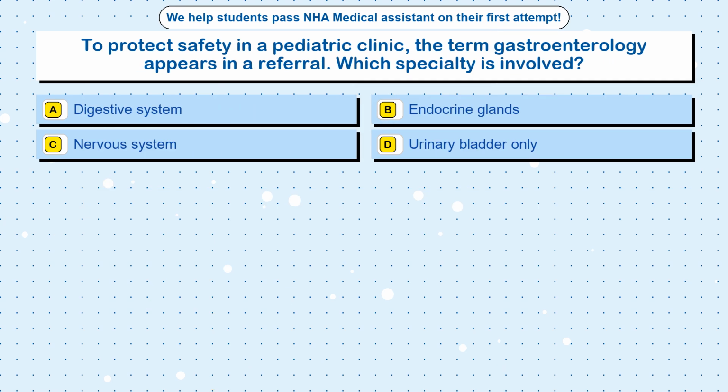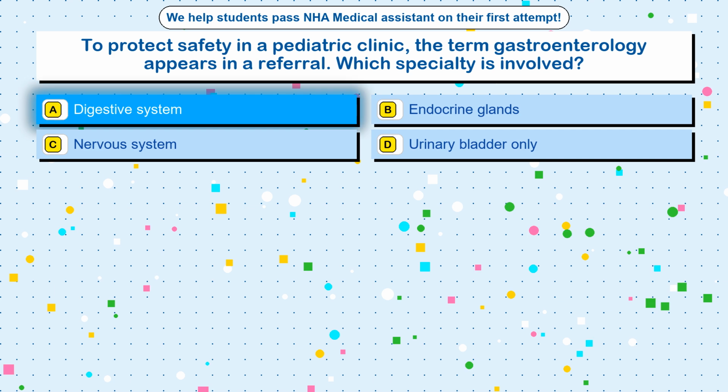Question 82. To protect safety in a pediatric clinic, the term gastroenterology appears in a referral. Which specialty is involved? Option A, digestive system. Option B, endocrine glands. Option C, nervous system. Option D, urinary bladder only. The correct answer is option A, digestive system.